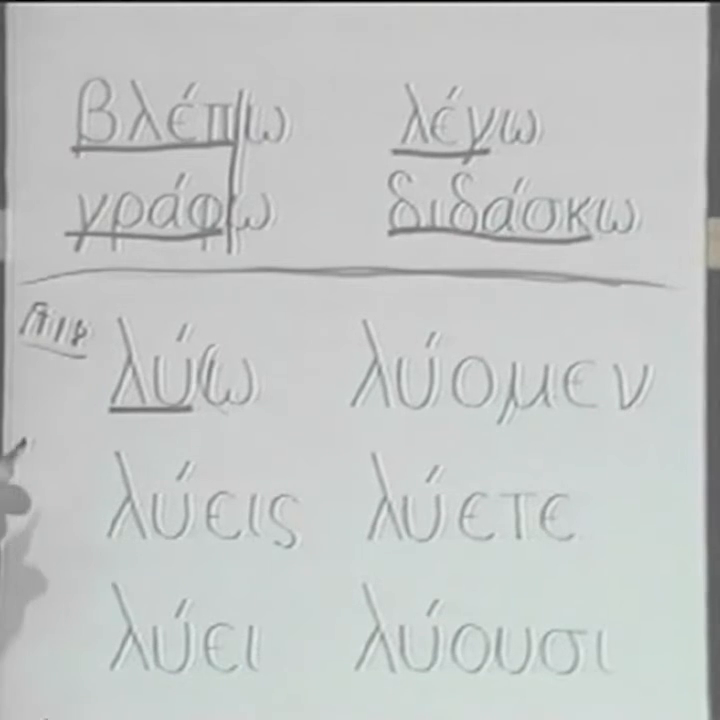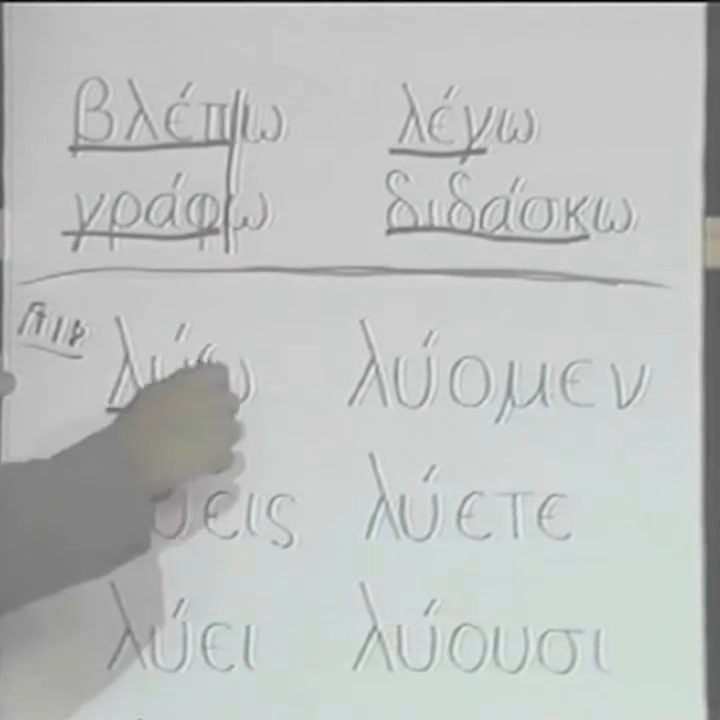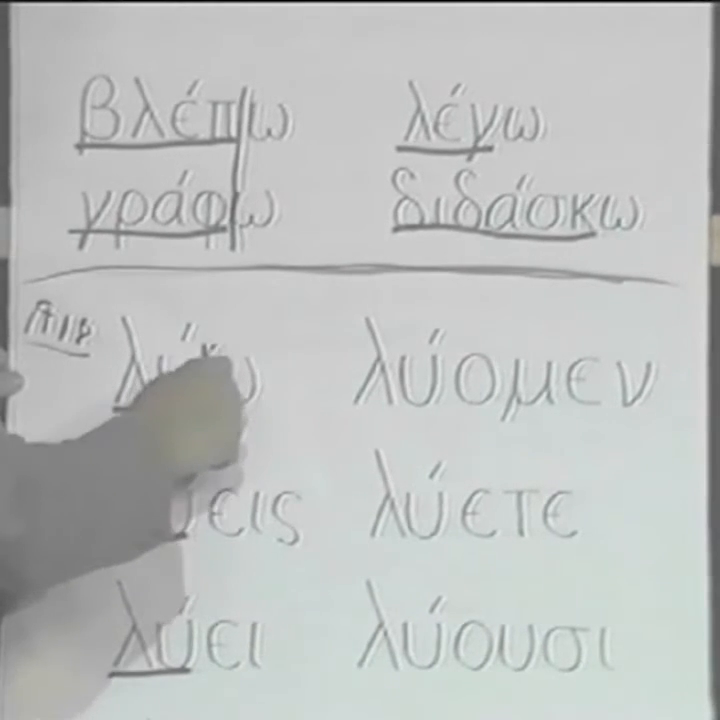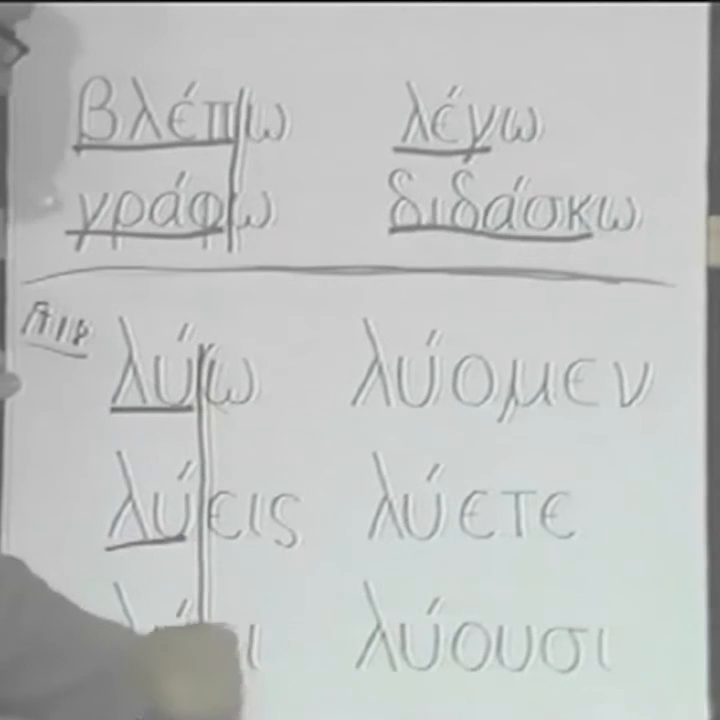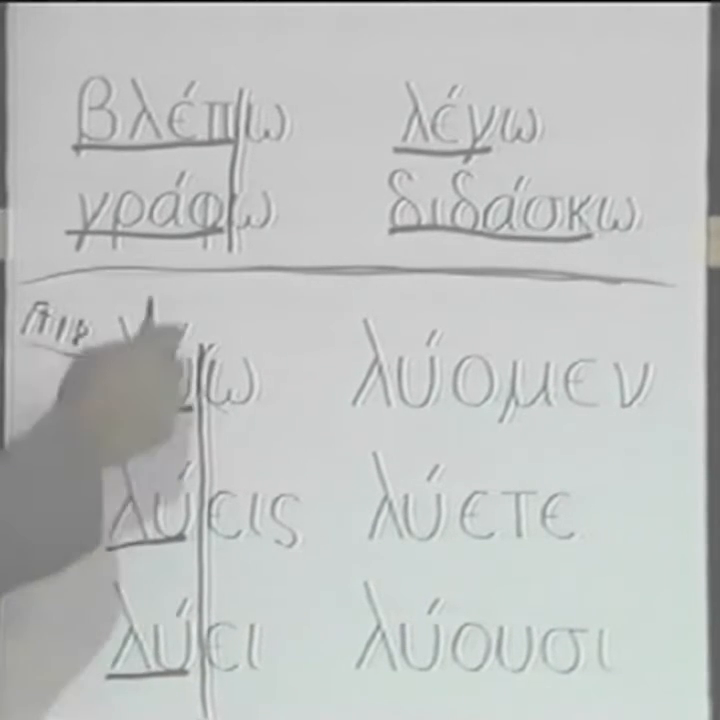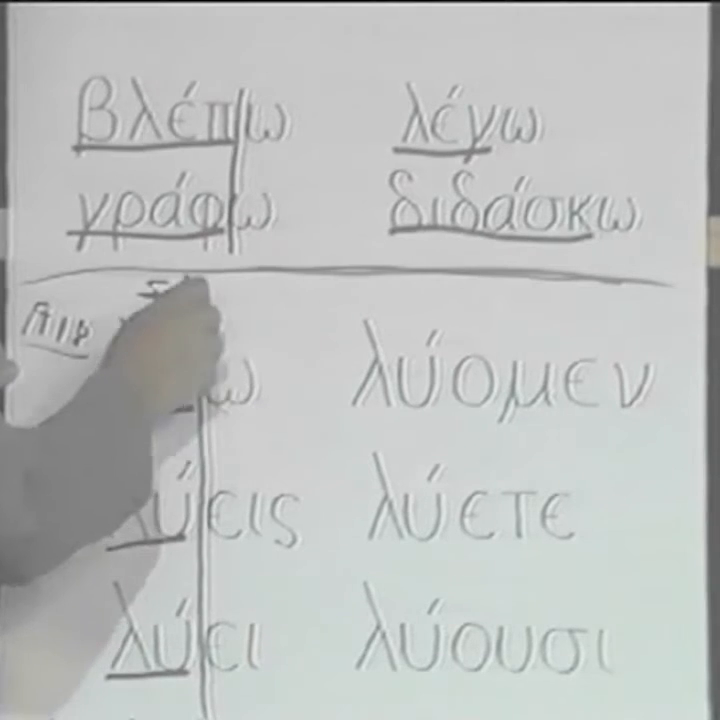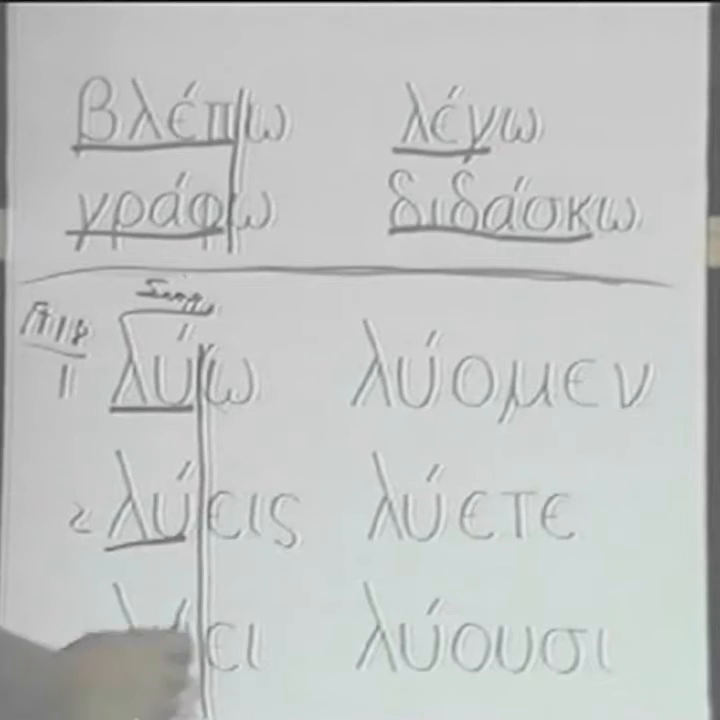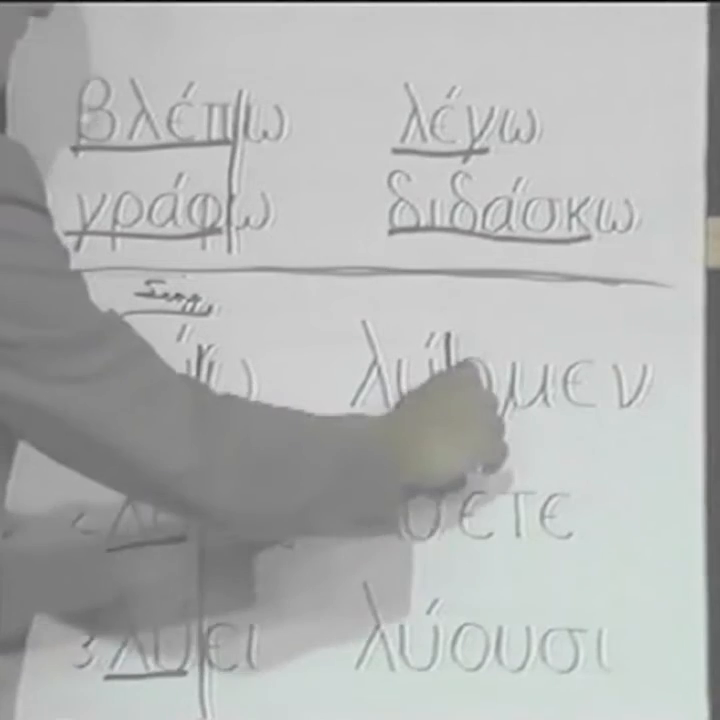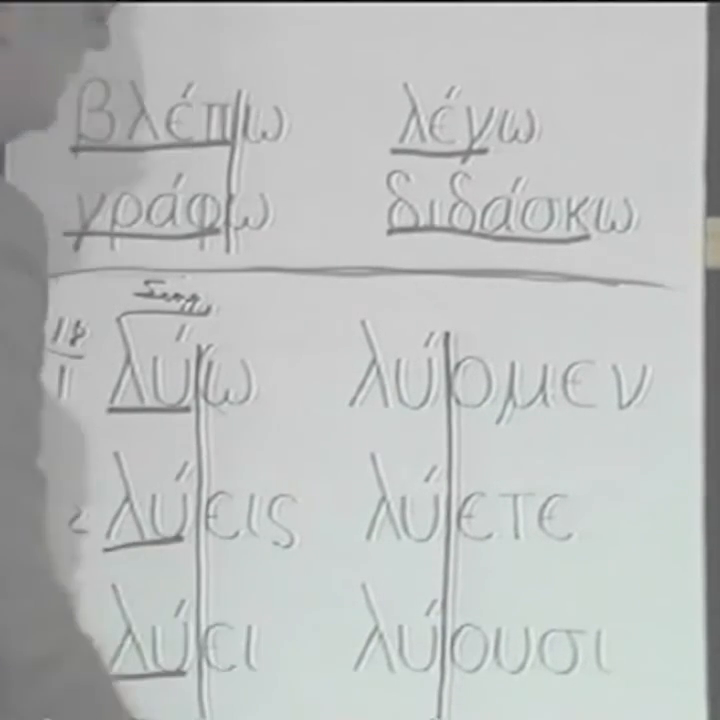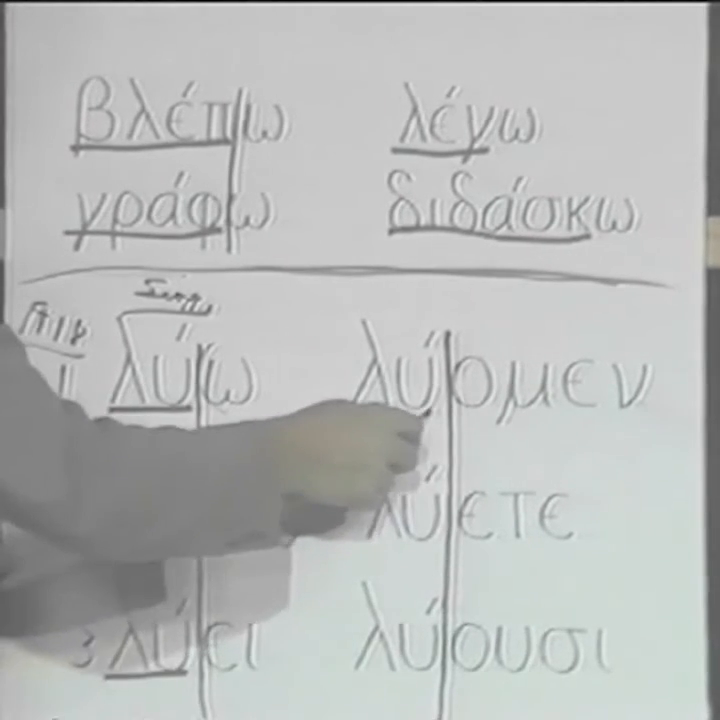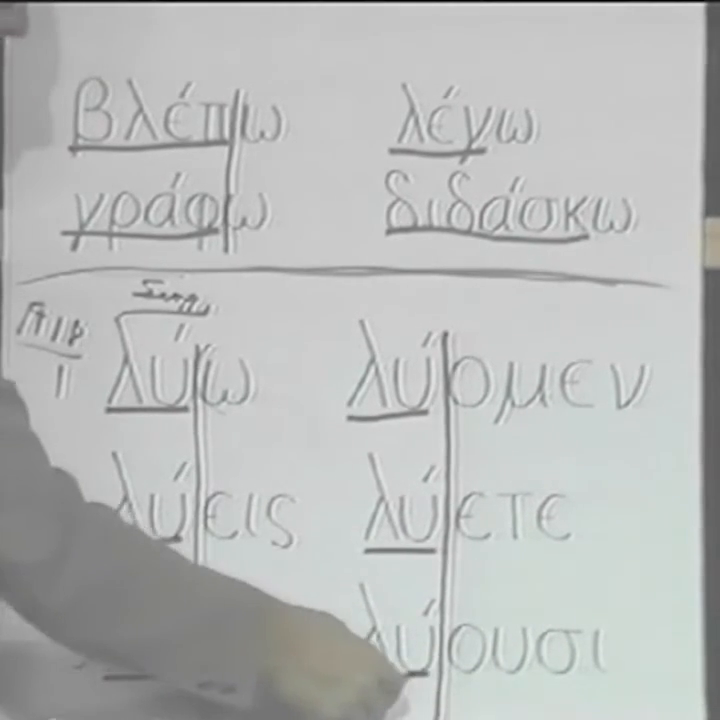This tells me I have first person because I have the first person suffix. Now, if I draw a line down here, understanding this is the stem, then I have the first person, and this is singular. I have the first person singular, the second person singular, and the third person singular. O, is, e. The same is true in the plural. Omen, ete, usi.